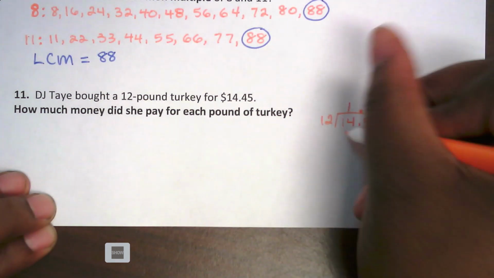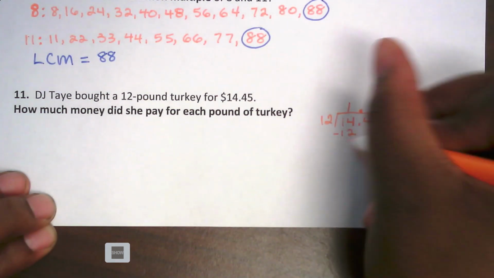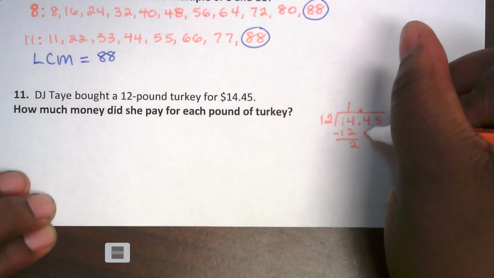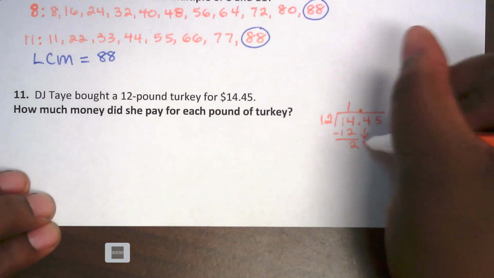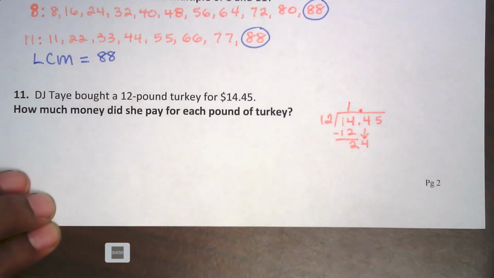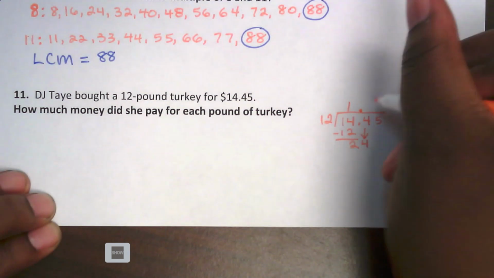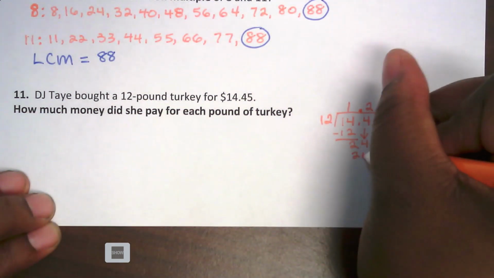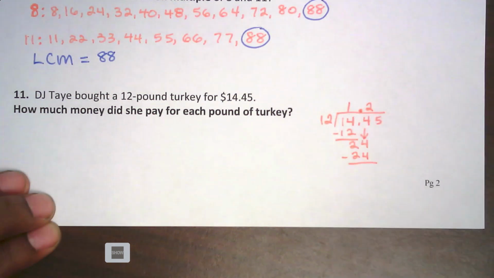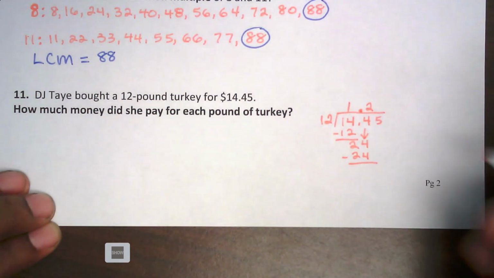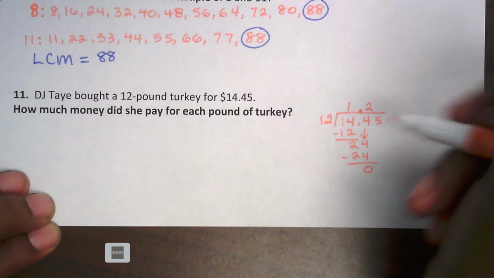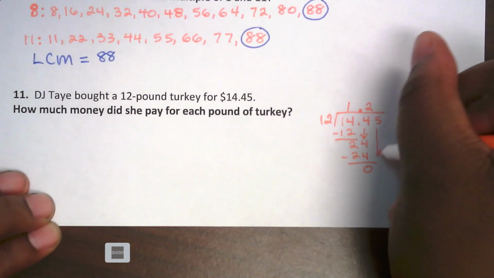12 times 1 is 12. 14 minus 12 is 2. Now I'm going to bring down my 4. 24 divided by 12 is 2. 12 times 2 is 24. 24 minus 24 is 0. And you may say, hey, yay, I'm done. Nope. We still need to bring down this 5.